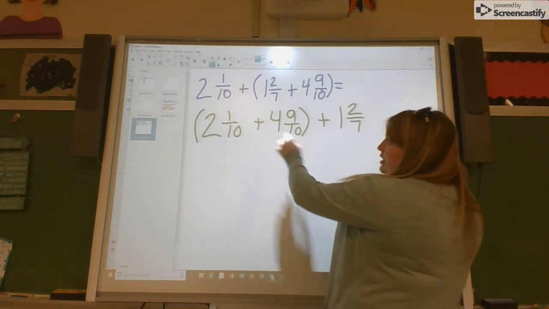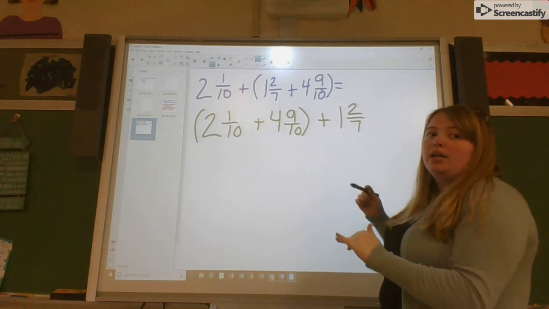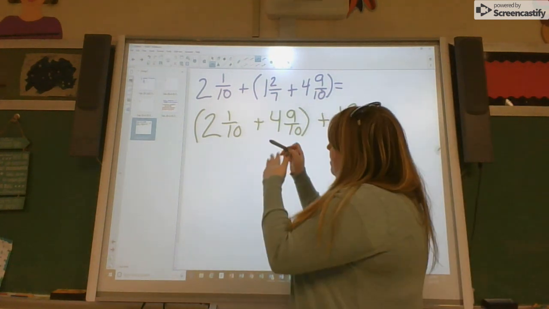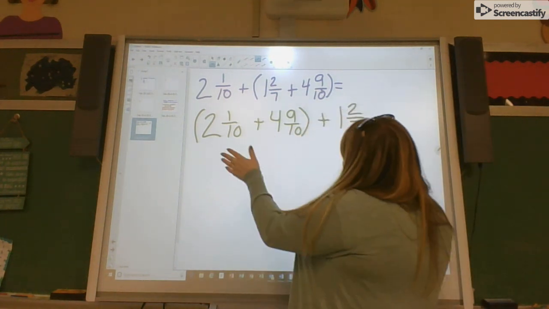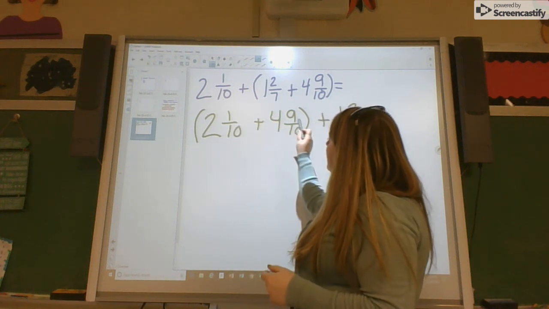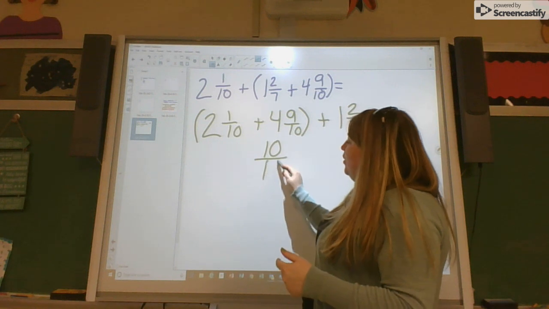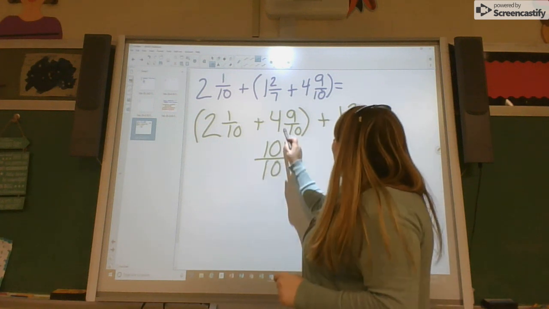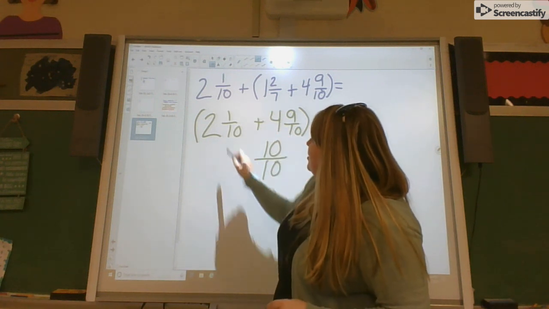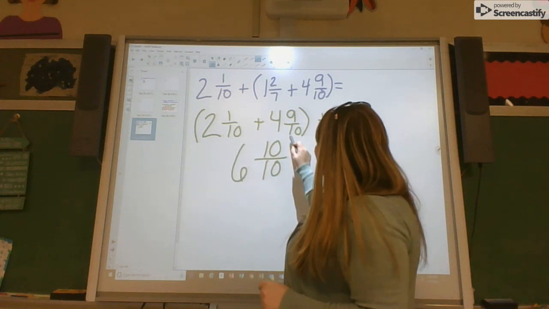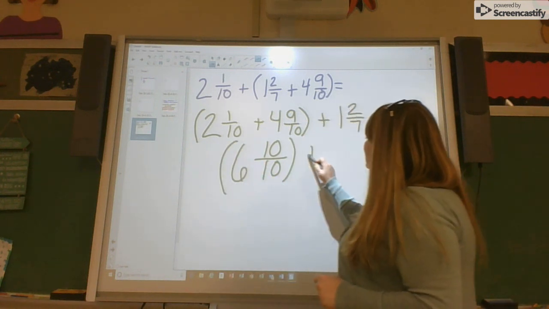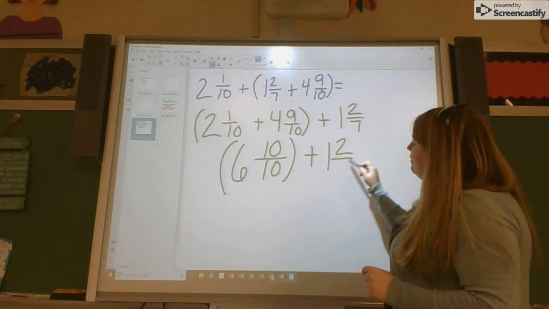Now I can put these together because I have a common denominator. I can combine them and make it one number instead of three. So 1/10 plus 9/10 gives me 10/10. We'll talk about that in a second. 4 plus 2 gives me 6. This is still in my parentheses, plus 1 and 2/7.